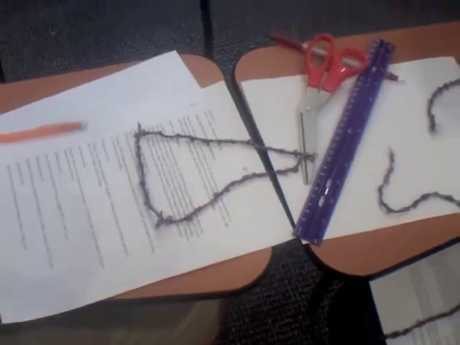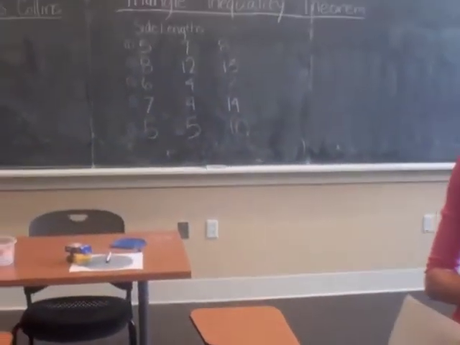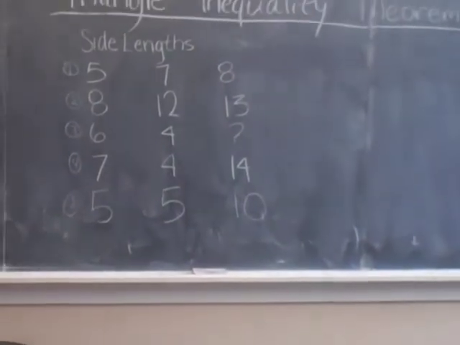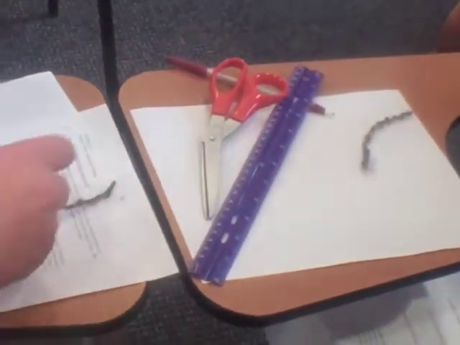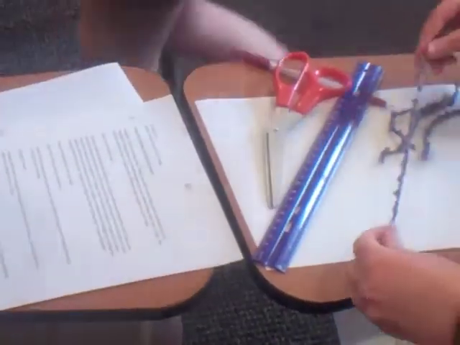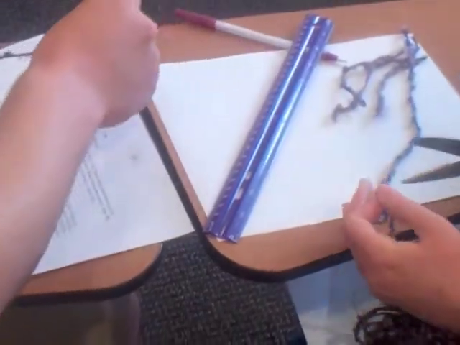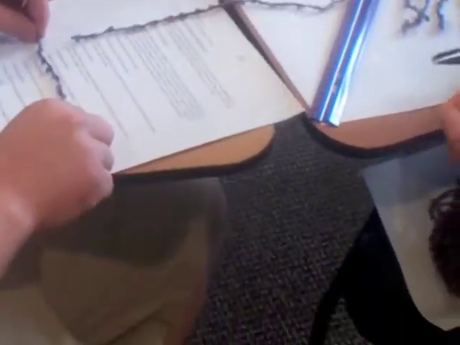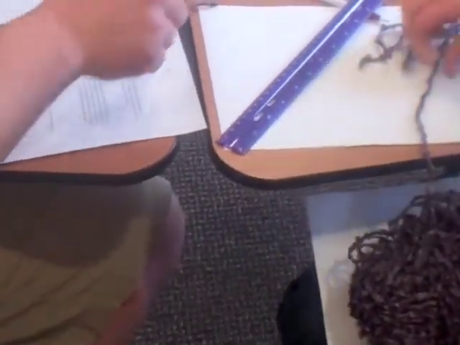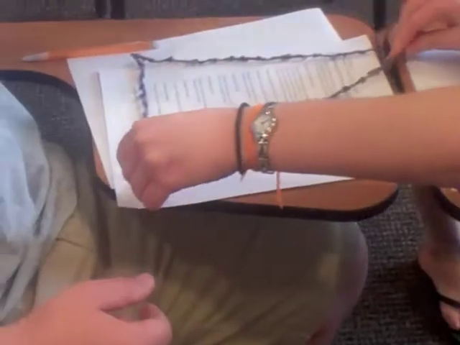Okay, great. So you were able to form a triangle. Okay, now I want you to try it again, except this time using side lengths 8, 12, and 13. I think you might have to cut them. That's 12, and that's 13. I feel like we should make a right triangle. Okay, great. So you were able to form a triangle again.